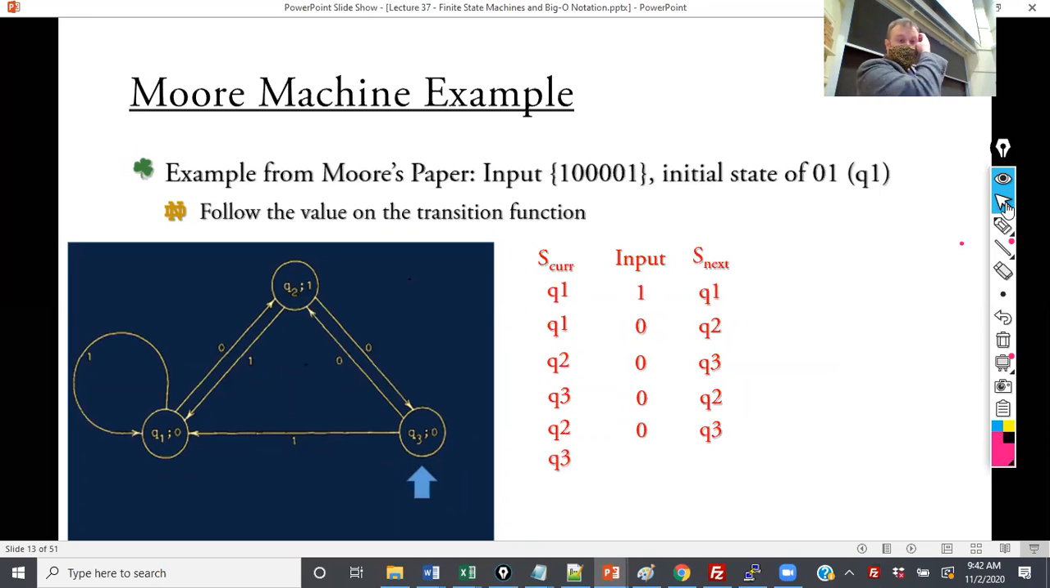And now we're at Q3 and the input is 1. So what do we think we need to do here? Very good. A lot simpler, right? A lot fewer questions. That was Edward Moore's goal.